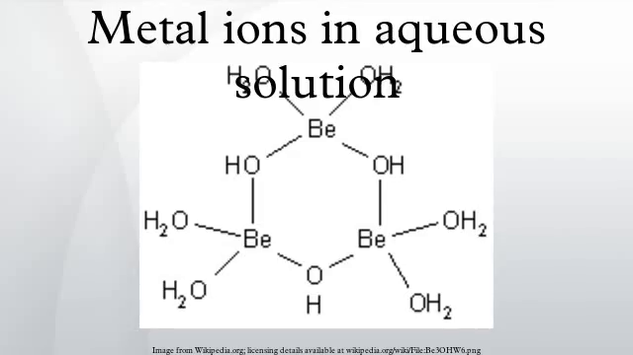A metal ion in aqueous solution is a cation, dissolved in water, of chemical formula [M(H2O)n]^z+. The solvation number, n, determined by a variety of experimental methods, is 4 for Li+ and Be2+ and 6 for elements in periods 3 and 4 of the periodic table. Lanthanide and actinide aqua ions have solvation numbers of 8 and 9.